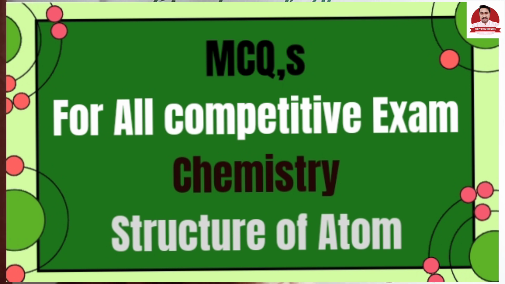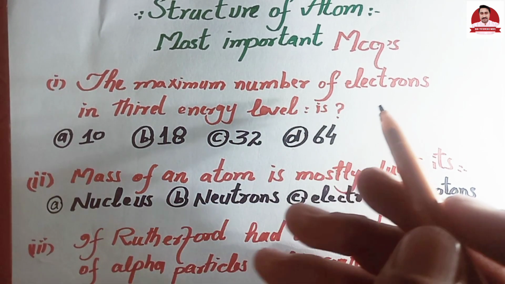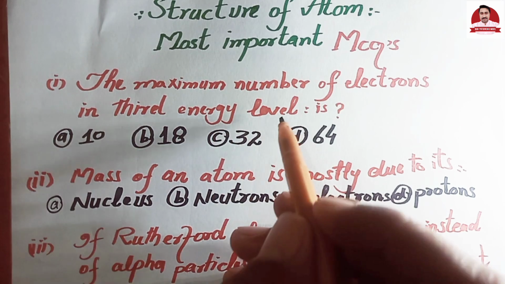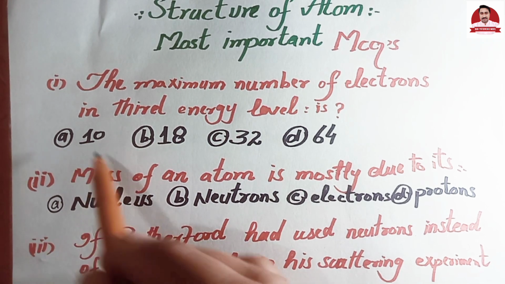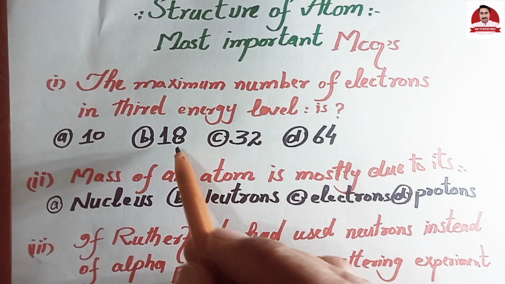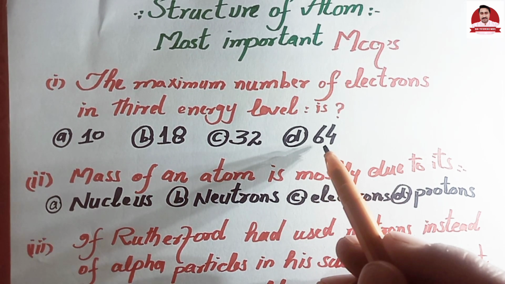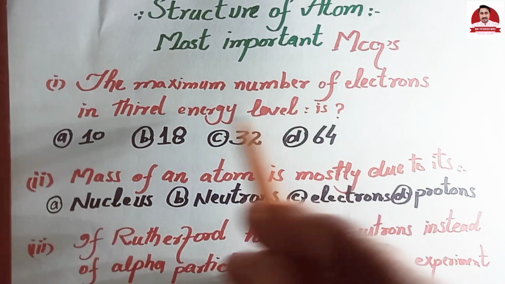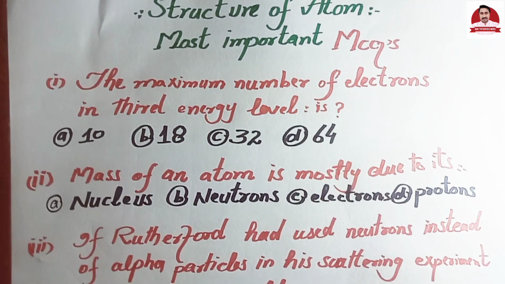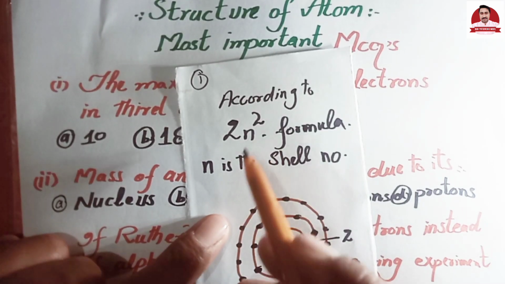First, the maximum number of electrons in the third energy level is: option A 10, option B 18, option C 32, and option D 64. The maximum number of electrons in the third energy level is, as we know, according to the 2n square formula.